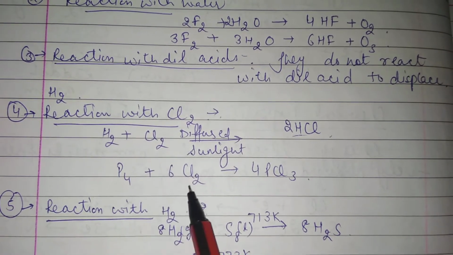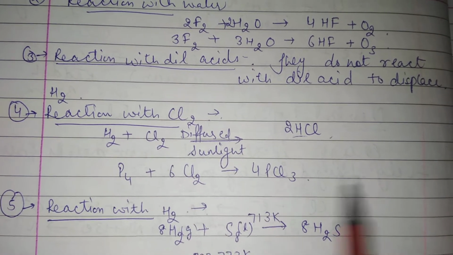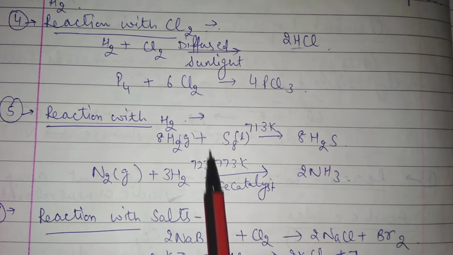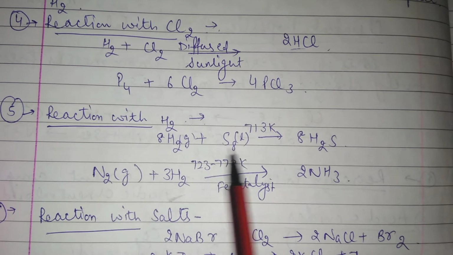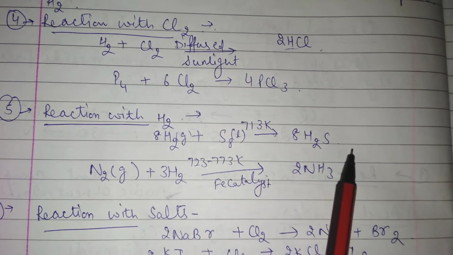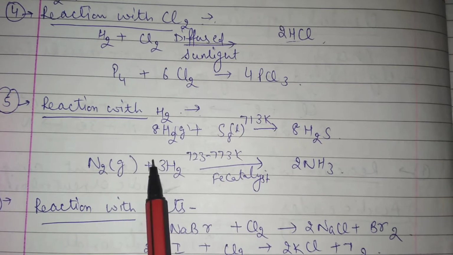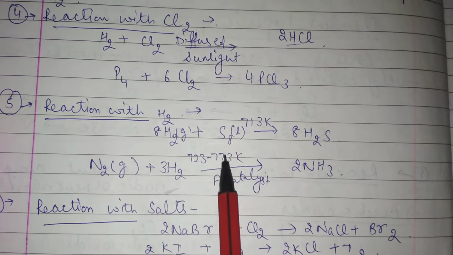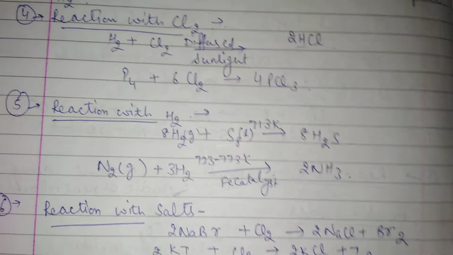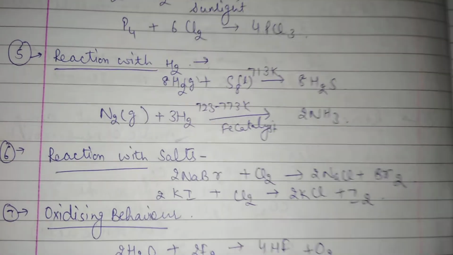And phosphorus, when it combines with chlorine, will form PCl3. Reaction with hydrogen: when sulfur S8 combines with hydrogen, it will form hydrogen sulfide gas. When nitrogen combines with hydrogen gas, with iron as a catalyst, and we heat it up, it will form ammonia. Now reaction with salt.